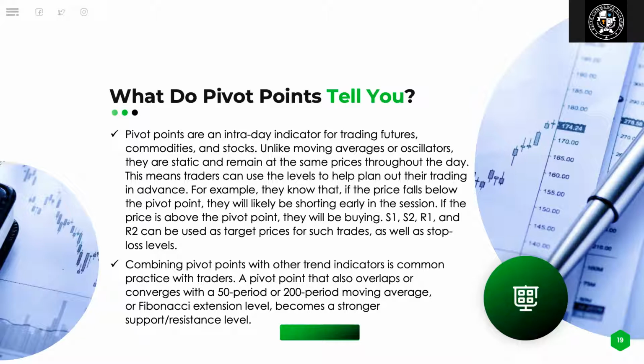So S1, S2, R1, and R2 can be used as target prices for such trades, as well as stop loss levels. I just went through that. All right. Combining pivot points with other trend indicators is common practice with traders. A pivot point that also overlaps or converges with a 50 period or a 200 period moving average or Fibonacci extension level becomes a stronger support and resistance level. I'm about to get into that.